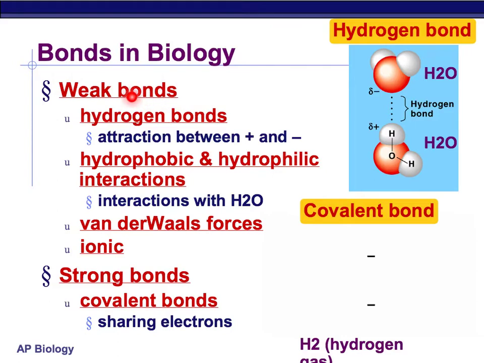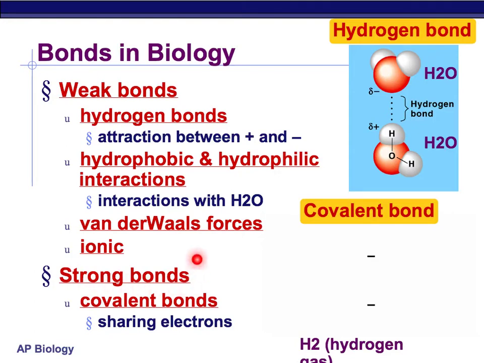So our weak bonds would be hydrogen bonds, and hydrogen bonds are pretty much an attraction between a positive and a negative. Then we have hydrophobic and hydrophilic interactions. That's just interactions with water, how water interacts with itself or other things interact with water. We have van der Waals forces, which are very, very weak, just minor attractions of one part of a substance to another or one part of a compound to another. And then we have ionic bonds where one element is going to give its electrons completely to another.